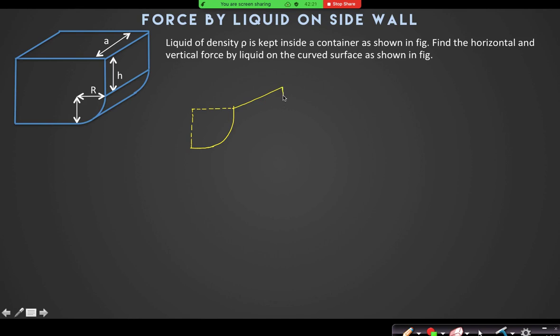So if I get a projection on this, of this, will I get the projection again a rectangular face? Yes, sir. Right? And this rectangle will have this height R, this side A. So the pressure at this point is rho g R by 2 plus H.